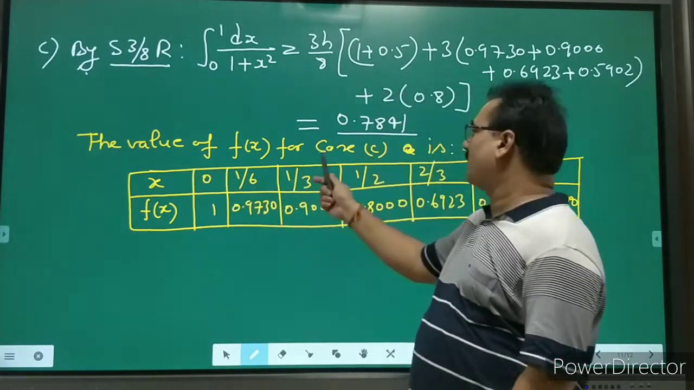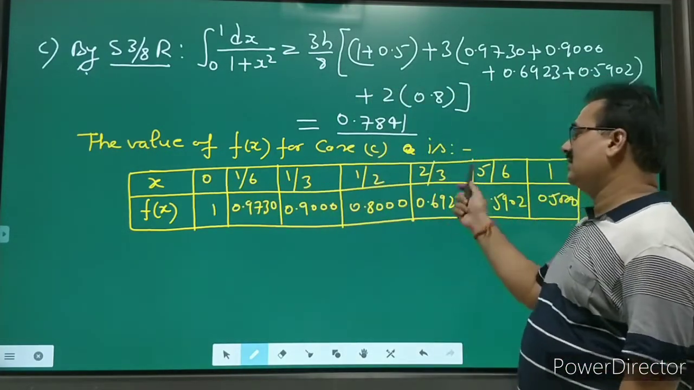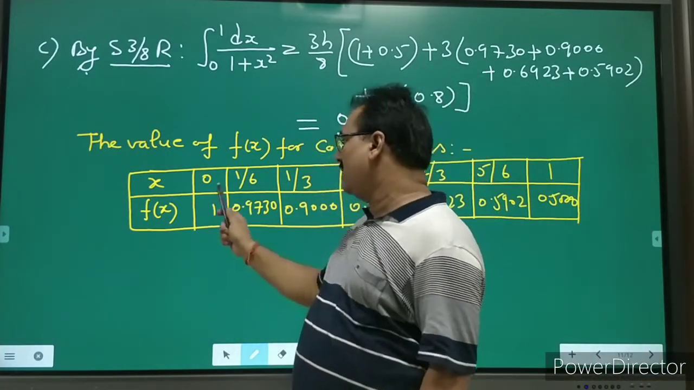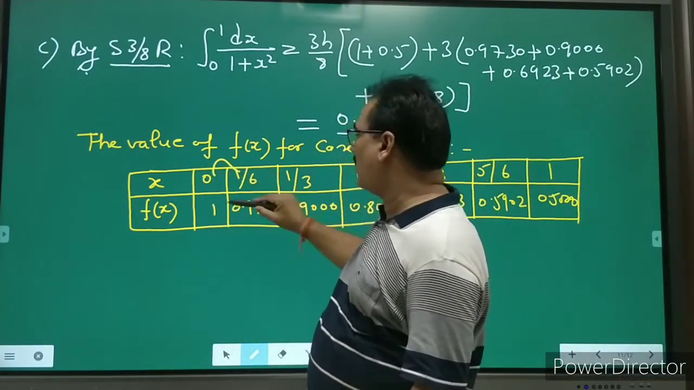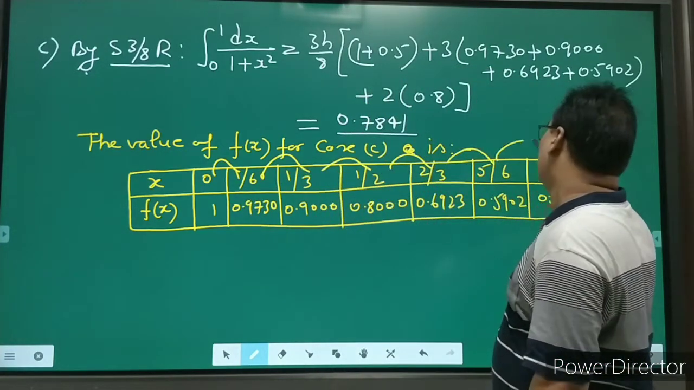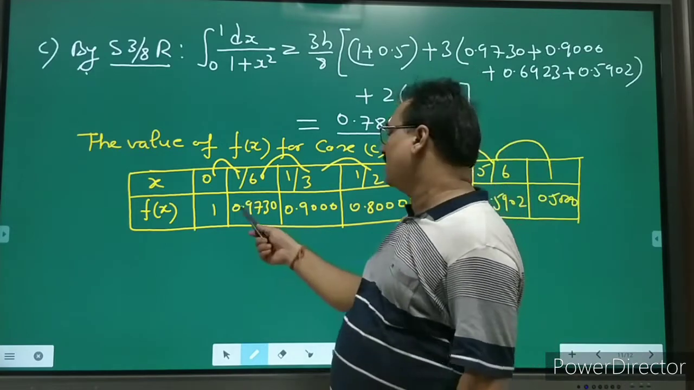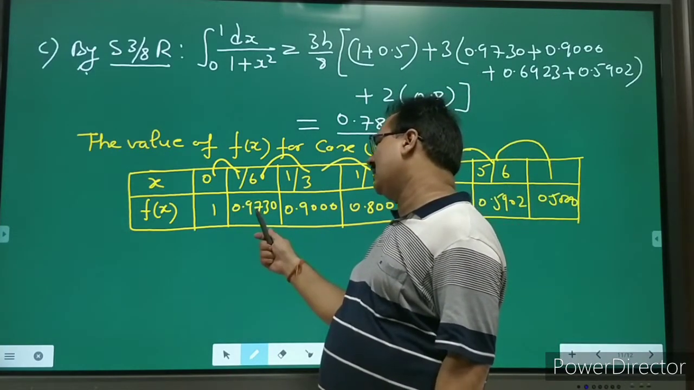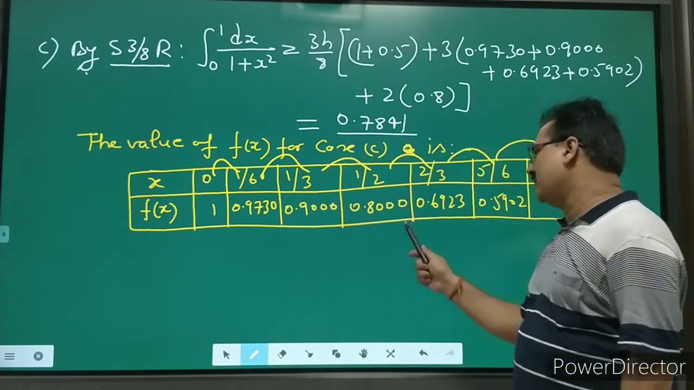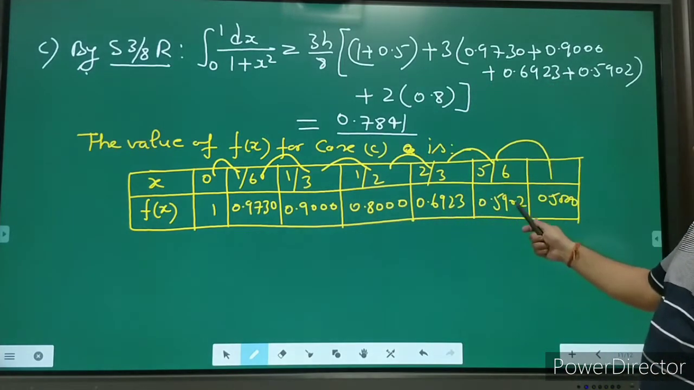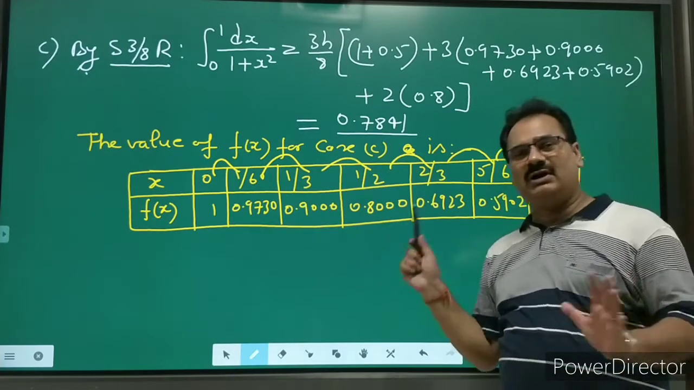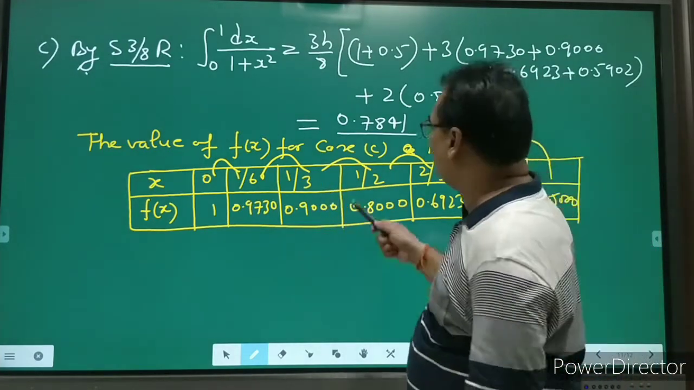How? The value of f(x) for this case, x and f(x). f(x) is again the same, 1 by 1 plus x square, but here the difference is now 1 by 6. Here this difference is 1 by 6 everywhere. So you take the equally spaced data: 1, then here you will get 0.9730, 0.9000, 0.8000, 0.6923, 0.5902, 0.5000. With the help of your calculator, you can check it, recheck it before using.